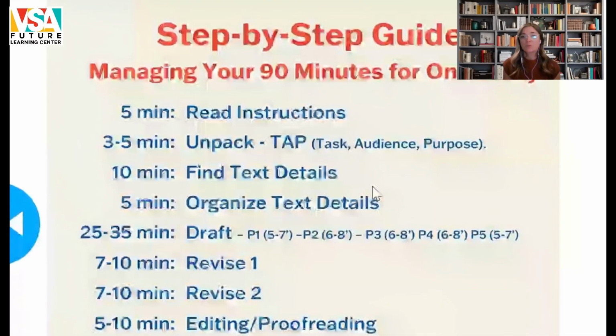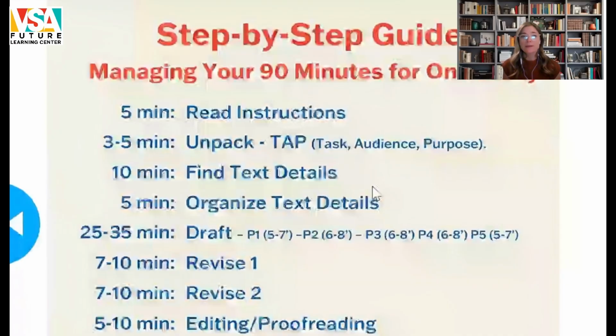The next 10 minutes should be going back to the text and finding your details. This is going to be the text evidence. So remember, we want to use direct quotes. We don't want to do too much paraphrasing or summarizing. Direct quotes are going to show that you're able to engage with the text, not only because you understood it, but now you can apply it to your own ideas.